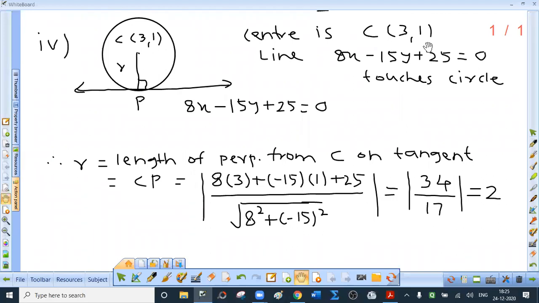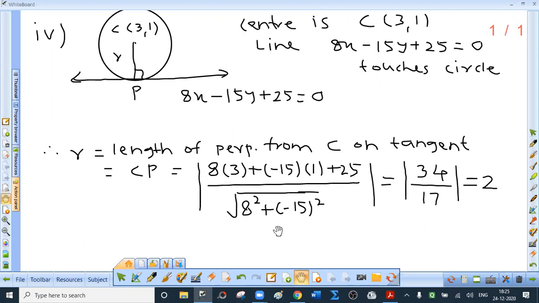Okay, now the fourth part. Find the equation of the circle with center at (3, 1) and touching the line 8x minus 15y plus 25 equal to 0. See, you have to use common sense. To get the equation of a circle, we must know the center and radius. The center is given directly, but the radius is given indirectly. Now, a tangent is at a distance radius from the center. So to get the radius, find the length of the perpendicular from the center on the tangent, that is the touching line. It is 2. Use this formula.